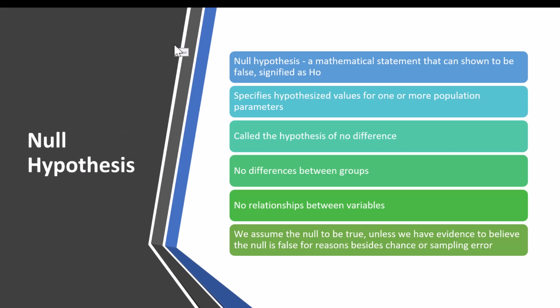Now, just as a reminder, as I mentioned earlier, the null hypothesis refers back to the population. It's tested indirectly. We also call this a hypothesis of no difference. The way we look at it is there's no difference between two groups or between groups, and it could be more than two groups. Or there's no relationship between variables. We always assume the null to be true unless we have evidence to believe that the null is false. And this evidence has to be beyond chance. It has to be beyond just random error creeping into our data.